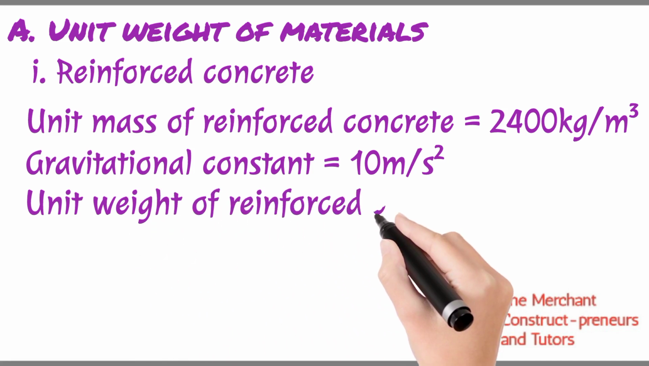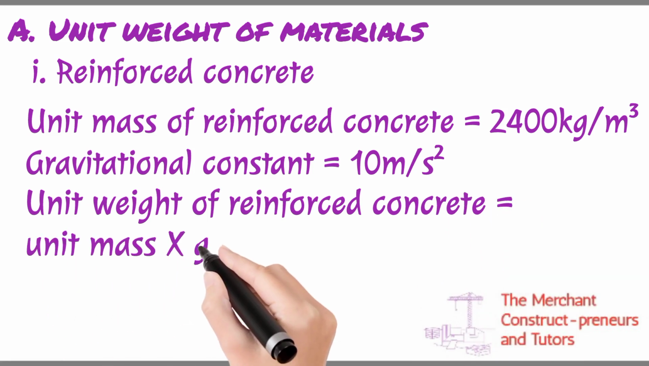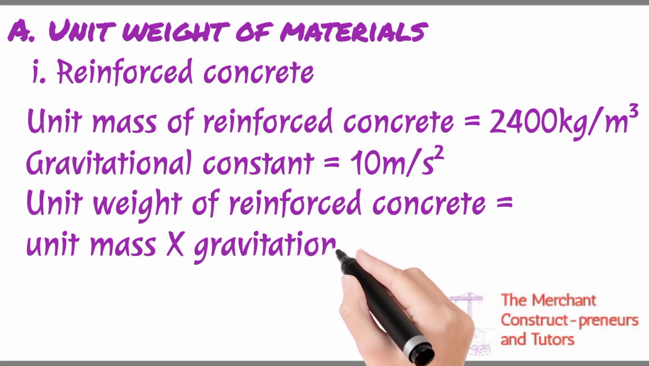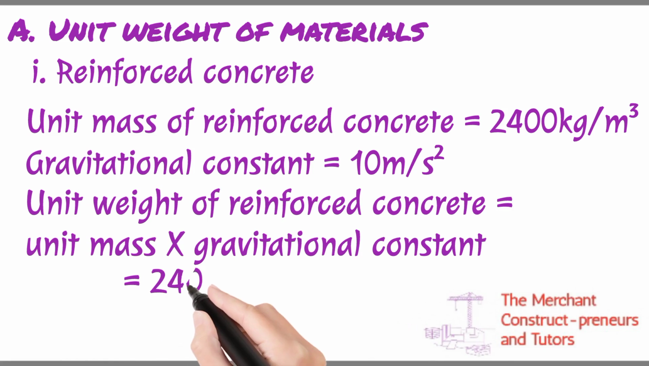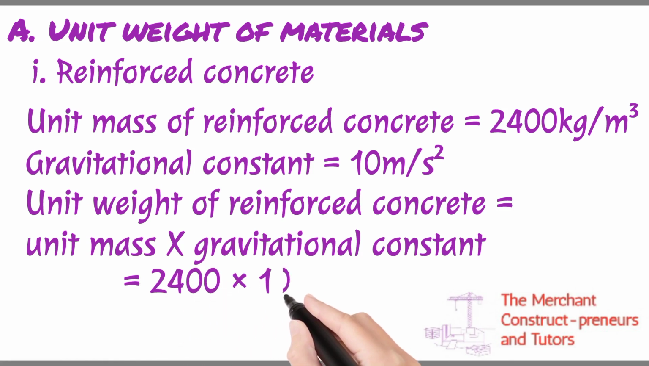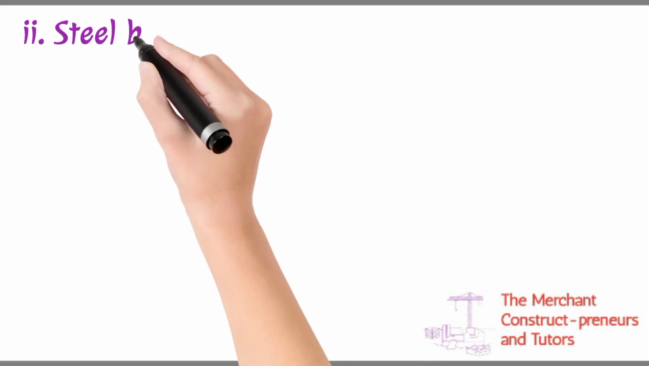Then the gravitational constant is 10 meter per second square. So the formula for unit weight of reinforced concrete is unit mass multiplied by gravitational constant. If you multiply 2,400 by 10, we have the answer as 24 kilonewton per meter cube. So we have calculated the unit weight of reinforced concrete as 24 kilonewton per meter cube.